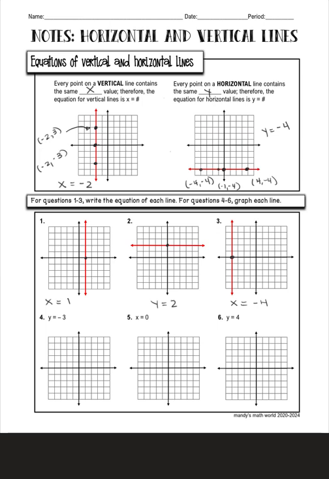So we've looked at it when we're given the graph and we have to write the equation, and let's see if we can work backwards. Given the equation, can you graph? All right, so let's take a look at number 4. Number 4 says y is equal to -3.